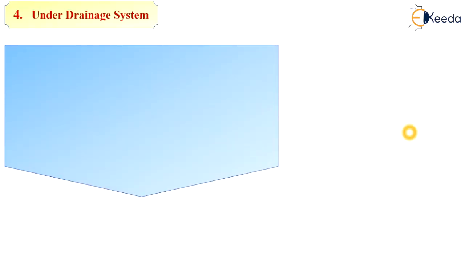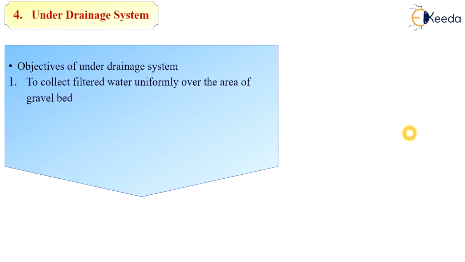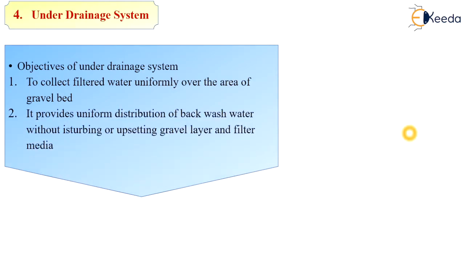The next component is the under drainage system. The objectives of construction of under drainage systems are to collect treated water uniformly over the area of the gravel bed. It provides uniform distribution of backwash water without interrupting or upsetting the gravel layer and filter media. So, in a rapid sand filter, the drainage system is constructed for a dual purpose, that is for collecting the treated water and passing it to the reservoir, and the second important objective is that it is used for the backwashing process.